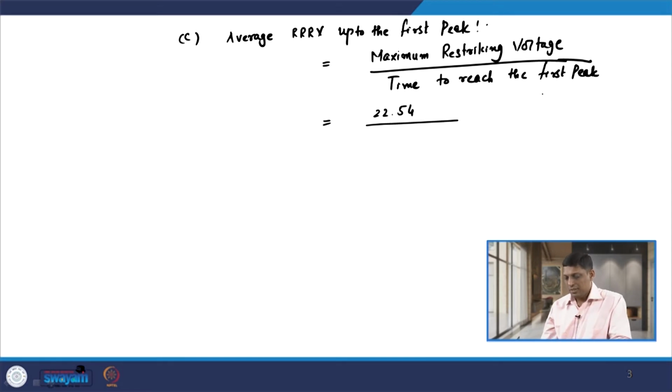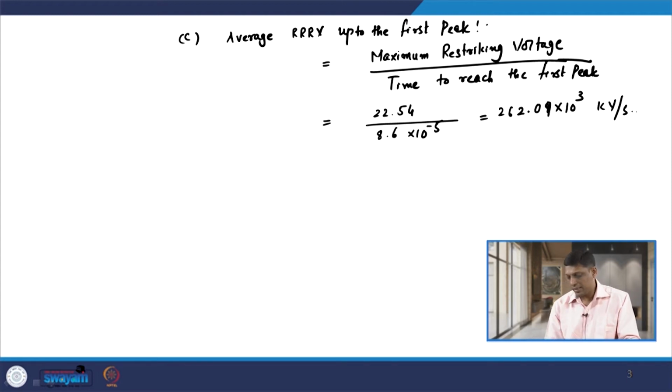Divide by the time to reach the first peak, that is your 86 microsecond or 8.6 into 10 raised to minus 5 second. If you solve this, you will get the value 262.0409 into 10 raised to 3 kilovolt per second, as we have taken the denominator in seconds and the numerator in kV. So, we have the value in kilovolt per second. This is all about the average RRRV up to the first peak.